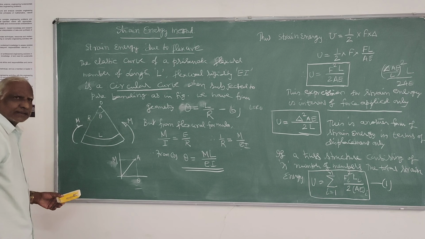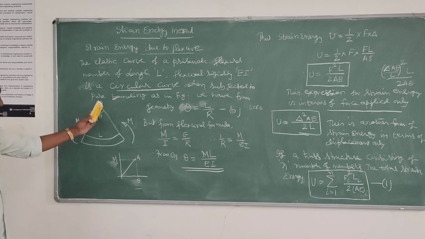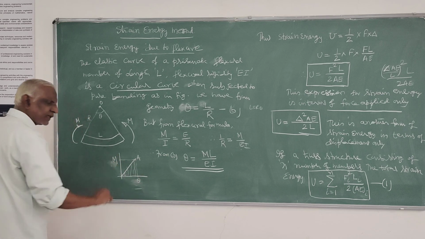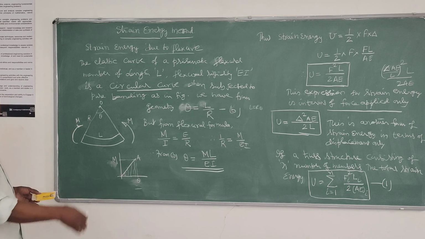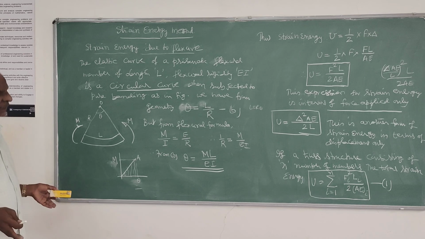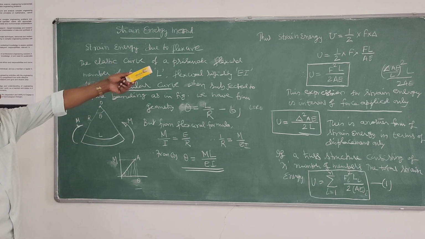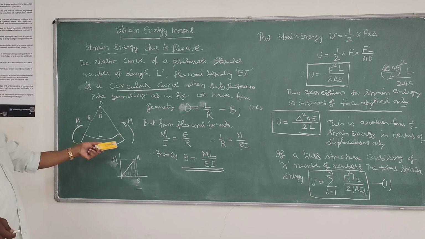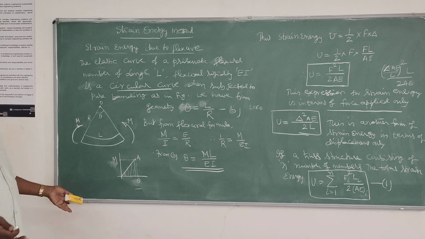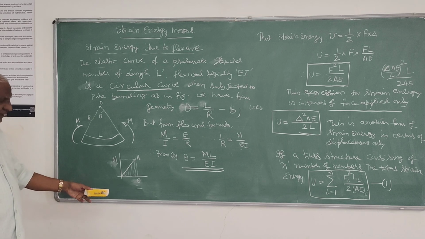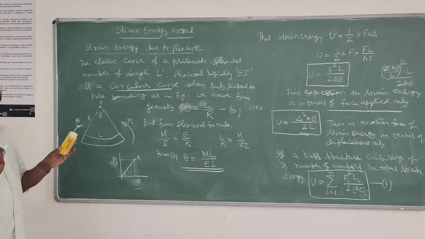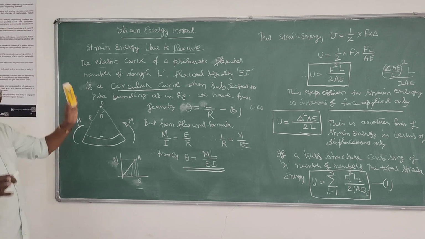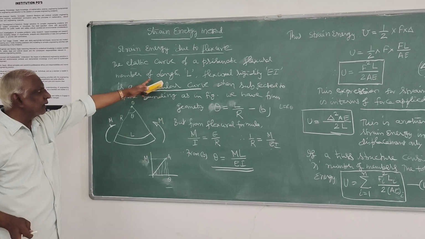Then again, the total external work done on account of this bending will be the area under this particular curve, and that will be stored inside as strain energy. Therefore, that strain energy is equal to that area, half into, instead of F delta, M theta. So you get an expression for strain energy due to bending. It is as simple as that. Similar to that, strain energy is stored due to flexure.